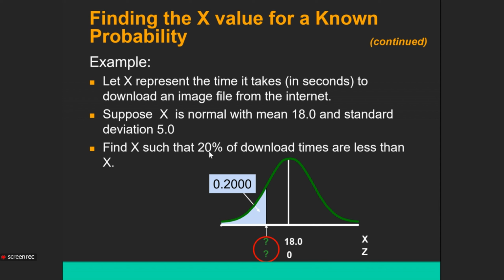Again, we have an example here. Let x represent the time it takes to download an image file from the internet. Suppose x is normal with a mean of 18.0 and a standard deviation of 5.0. Find x such that 20% of the download times are less than x. Now, what does that actually mean? It simply means we have our probability indicated here as 20%, and then our mean is at the center, which is 18.